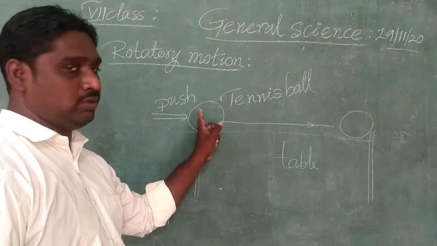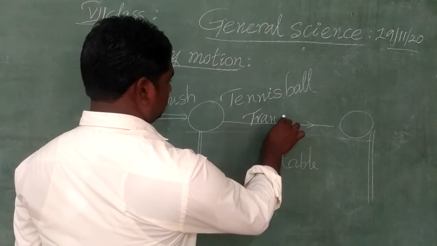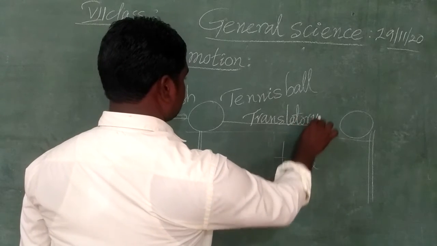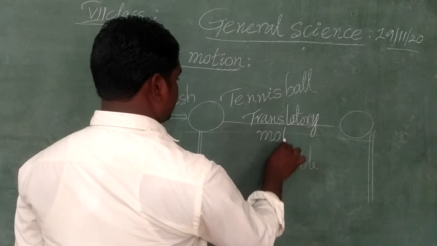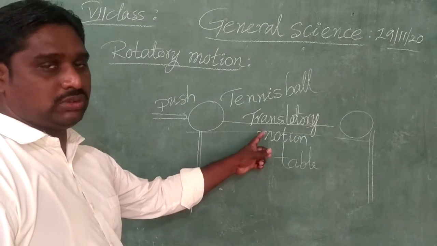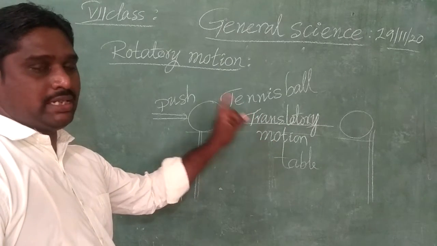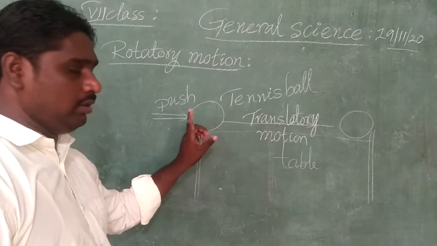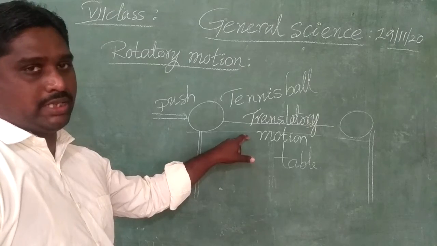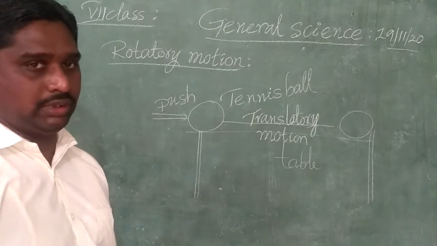So this type of motion is said to be translatory motion. What do we mean by translatory motion? When all body particles move along in the direction of motion of the body, this type of motion is said to be translatory motion. All the body particles move along in the direction of motion of a body on a straight road or straight line; this is said to be translatory motion.